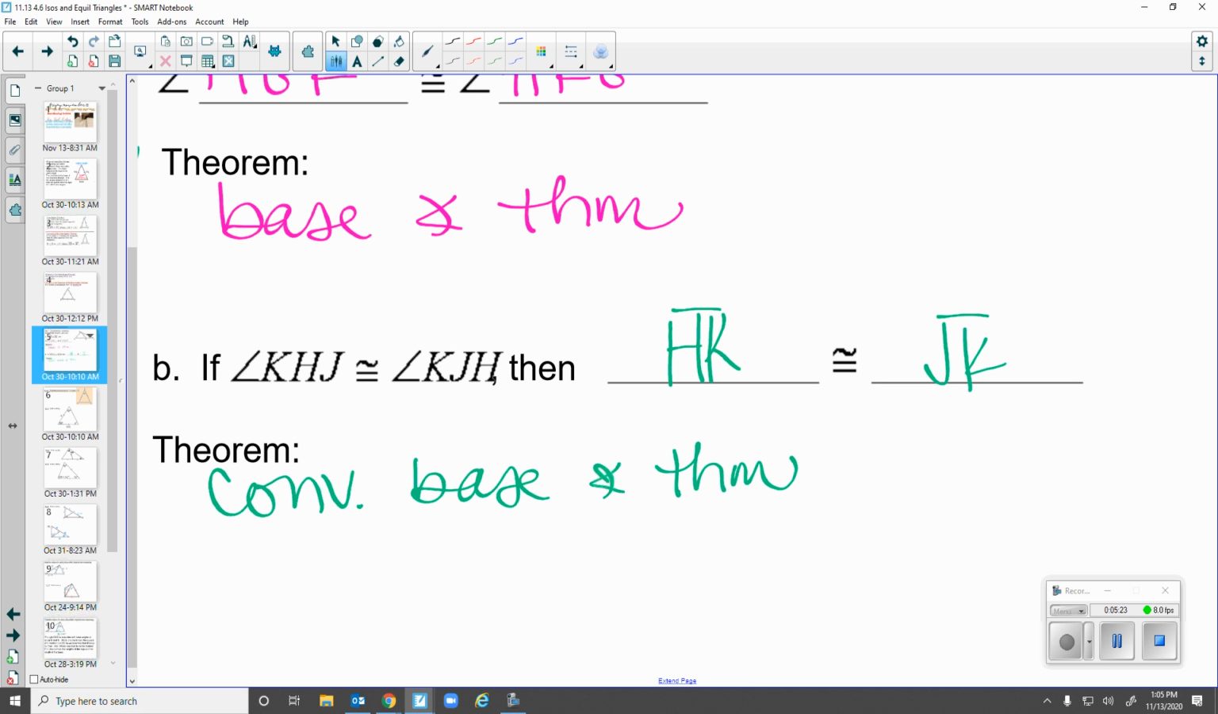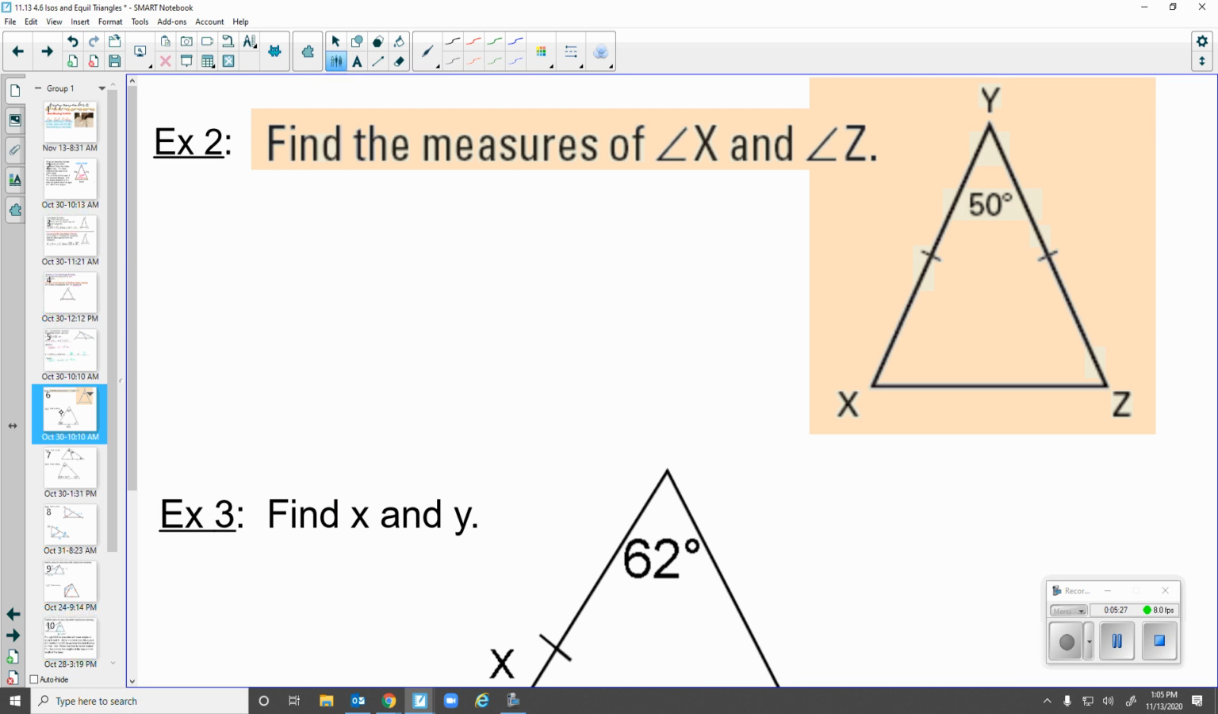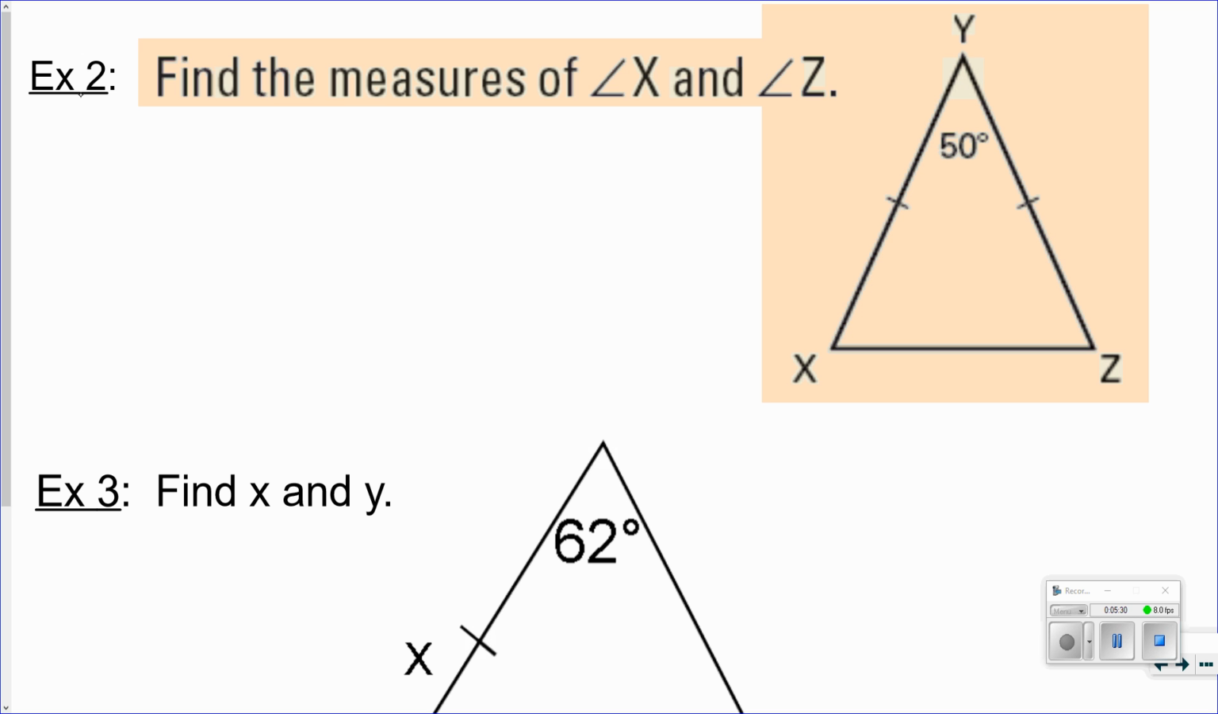Done with theorems until we get to the one proof we'll do at the very end of the class. So for these, it's just going through and finding the different measures.